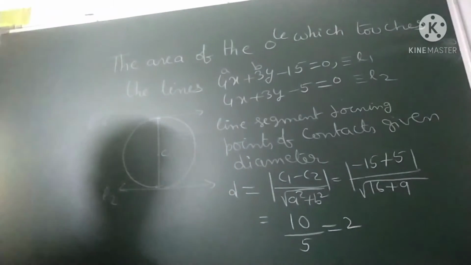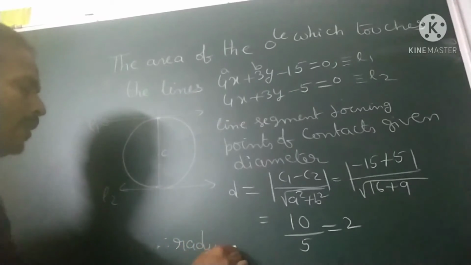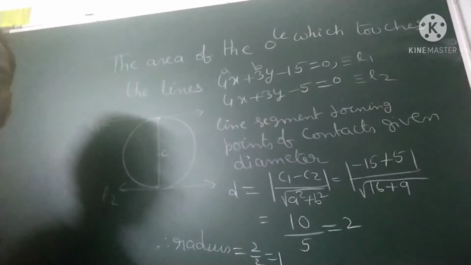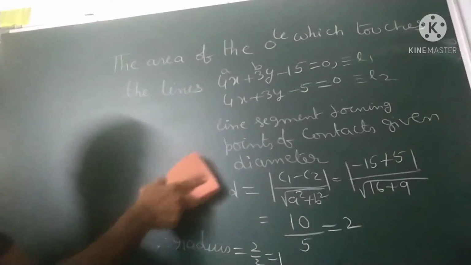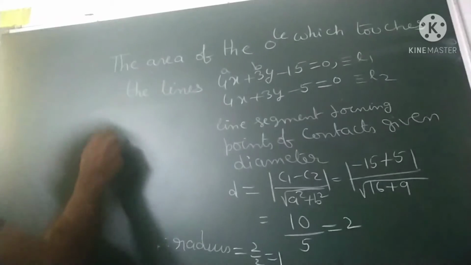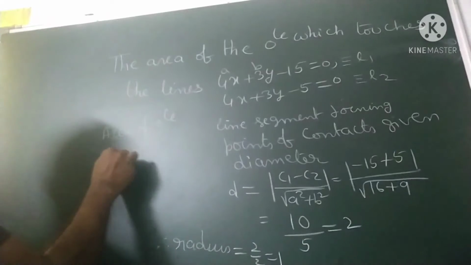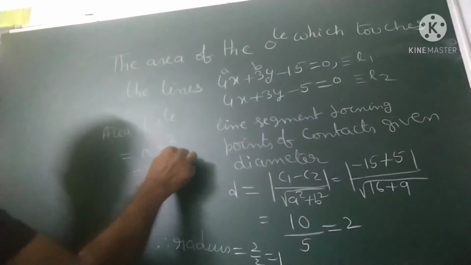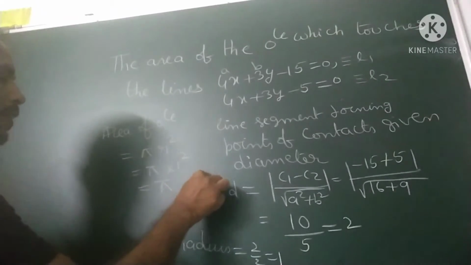So what we got? Diameter 2 we got. Therefore radius is 2 by 2, 1. So radius is 1. Now area of the circle. Area of circle is equal to pi r square. Pi into 1 square equals pi square units.